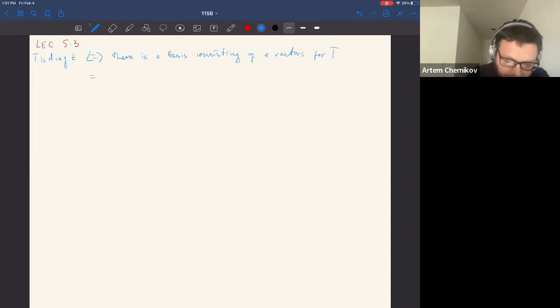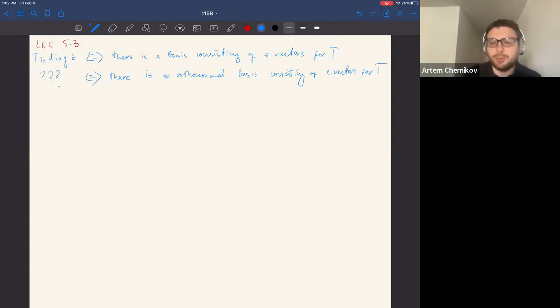And similarly, we're trying to understand, in the situation when we are in an inner product space, what corresponds to the property that there exists an orthonormal basis consisting of eigenvectors for T, right? Okay, so the question is what should be the corresponding property here, the property of the operator itself? So it should be something stronger than diagonalizable, but our task is to determine what should be the correct property.